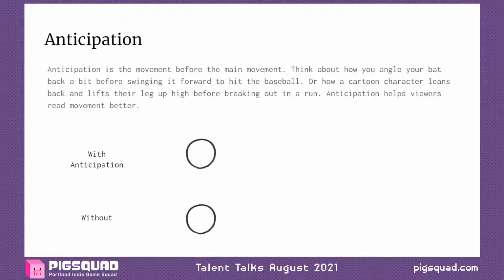And again, I have an example at the top here with anticipation and without. You can see that before the ball moves all the way across, it goes backwards a little bit, so in the opposite direction of the main movement. And that's just a good wind up that helps you really read the animation and where it's moving.